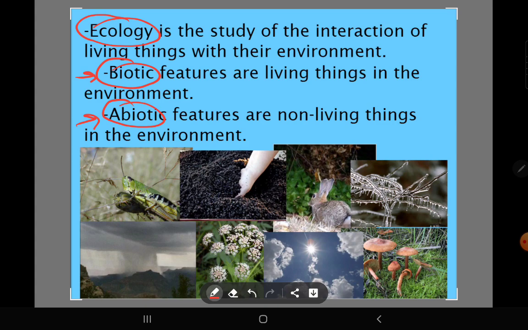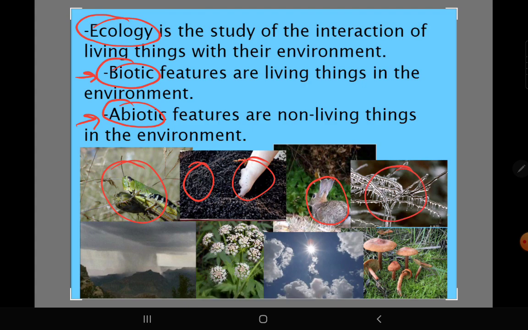Sorry, that was random. But this grasshopper, that would be a biotic factor. It's a living thing. And then you have this rabbit. You have this soil here, which is an abiotic factor. Then you have this hand here, which is biotic. Or maybe that's a mushroom. I don't know. I think it's a hand.